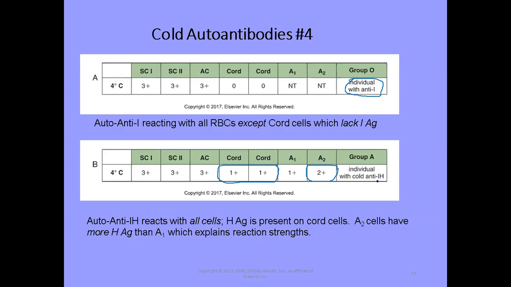Okay, why do we say so? H antigen is present on cord cells. We see we got weaker reactions there. When we look at the A1 cells compared to the A2 cells, we see the A1 cells had a weaker reaction than the A2. And if you think back to when we discussed the H antigen, that the blood group that has the most H antigen is type O, followed by A2. So this auto-anti-IH is reacting more strongly with the A2 cells because they possess more H antigen than A1 or cord cells. Okay? So it's just a way to confirm what these cold autoantibodies are.